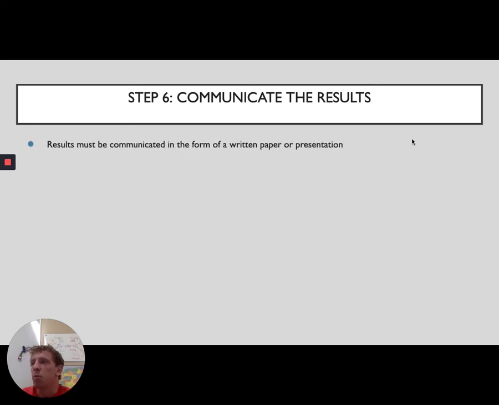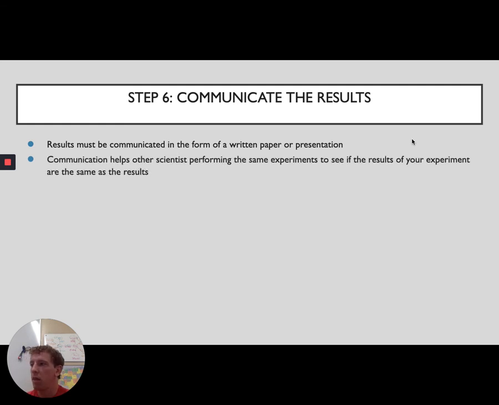Step 6 is to communicate. So results must be communicated in the form of a written paper or presentation. So that is key. This helps other scientists performing the same experiments to see if the results of your experiment are the same as the results. Helps people see if results are repeatable.